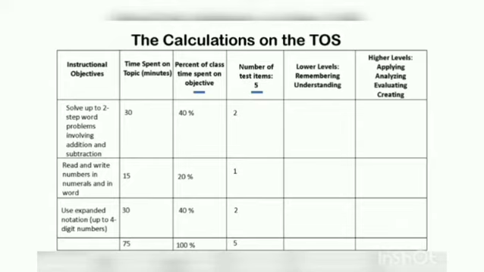So for the first objective, I want a lower level item testing the objective, and it will be a multiple choice. So I have 1 multiple choice. For that same objective, I will also have a higher level item, and it will be in the form of a short answer, and I will just place it right here in the higher level column.